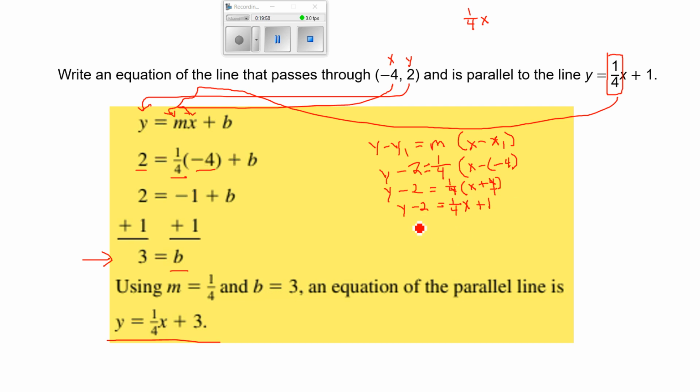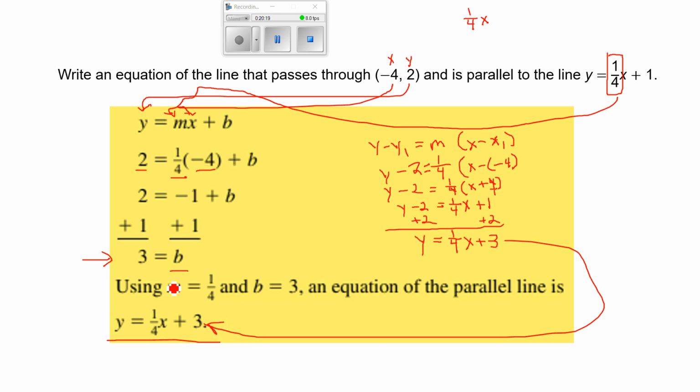Now I can add 2 to both sides to get this in slope intercept form, and y is going to equal 1/4 x plus, look at this, just like we had over here, 1 plus 2 equals 3. And now you see how I got the whole formula given to me instead of just finding the b and then plugging it in. All right, let's move on to the next problem.